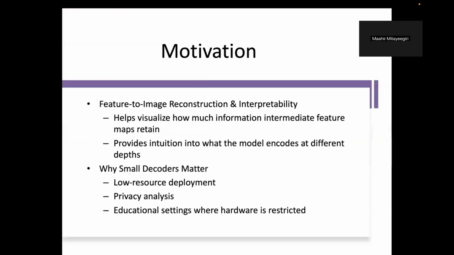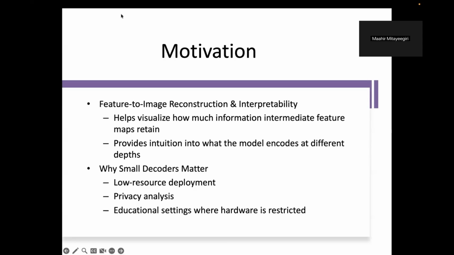Next slide. So let's start with the motivation. The motivation behind this project is mainly interpretability and efficiency. First, image to feature reconstruction is closely related to interpretability. It lets us see how much information intermediate feature maps retain, and also it provides intuition about what the model encodes at different depths of the network.